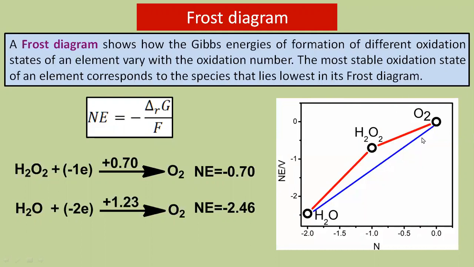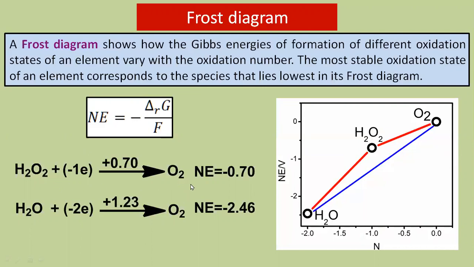So here I just want to explain this concept of the Frost diagram. It's a simple example where I have chosen oxygen as my element, which is changing the oxidation state. So here it is 0, -1, -2. Now, by definition, Gibbs energy is nothing but -nFE. I already discussed this equation. Now, the most important point while plotting the Frost diagram is that I need to write down the equations first.